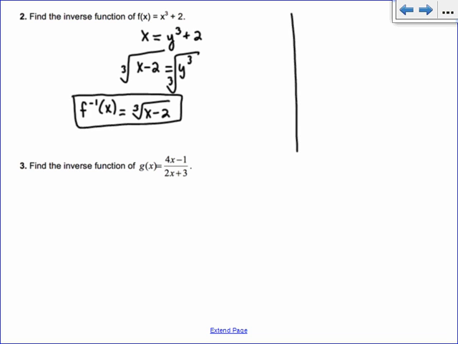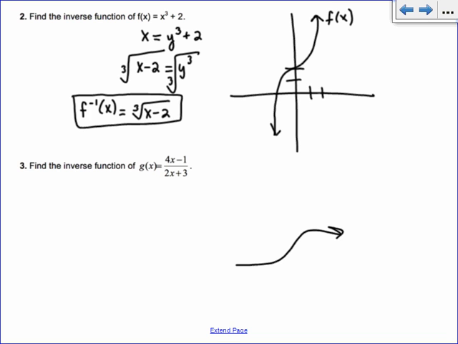Okay, so if I sketch this out, we know what y equals x cubed plus 2 looks like. It looks like x cubed, except it's been shifted up 2. So the original f of x looks like this. And then the inverse is going to look like the cube root function, only it's been shifted to the right 2. So we're going to start at 2, 0, and it's going to look like this.